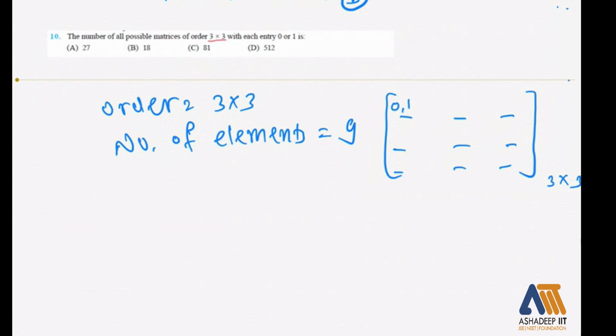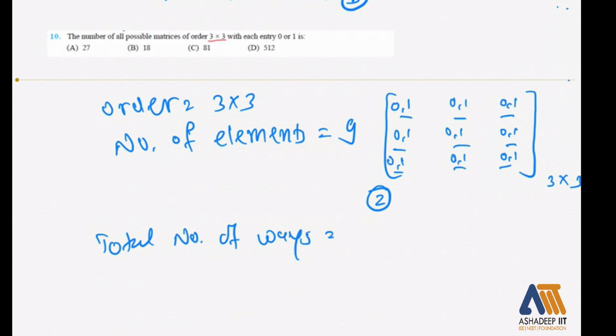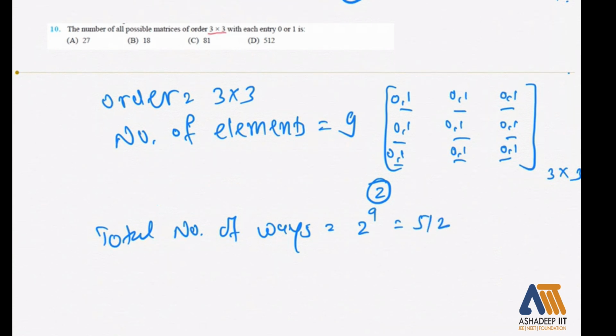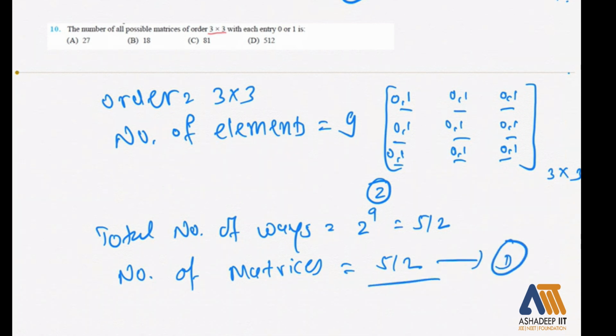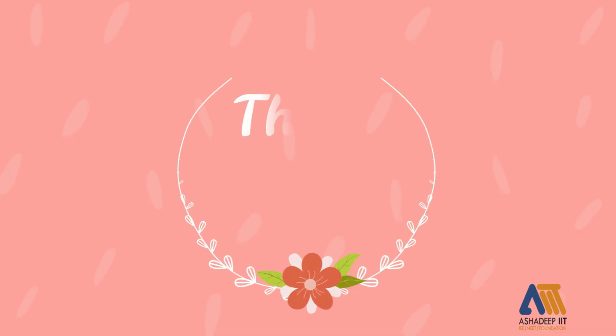Each place can be filled in two ways, 0 or 1. So all the places we can fill in only two ways. So the total number of ways to fill 9 places, using the permutation, we can write 2 power 9, that is equal to 512. So the total number of matrices should be 512. So answer D. Thank you.